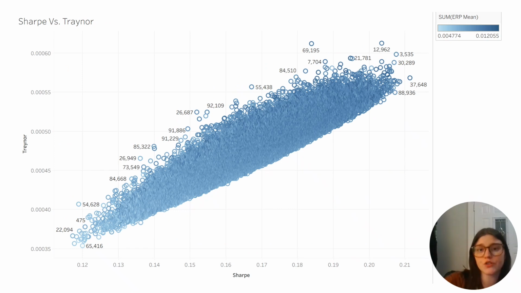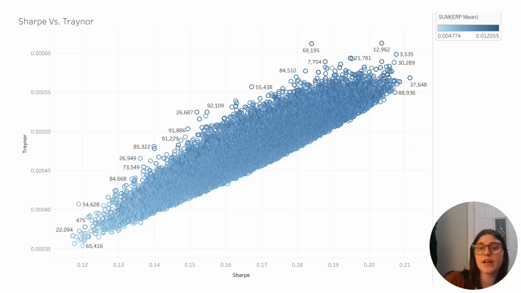So this third visualization compares the Sharpe ratio and the Treynor ratio directly. Each circle is a portfolio, and the shading reflects the level of excess return. What's interesting here is that the relationship between the two ratios isn't one-to-one. A portfolio can score extremely well on Sharpe, meaning that it's efficient relative to total risk, but not rank the highest on Treynor if its beta is low.